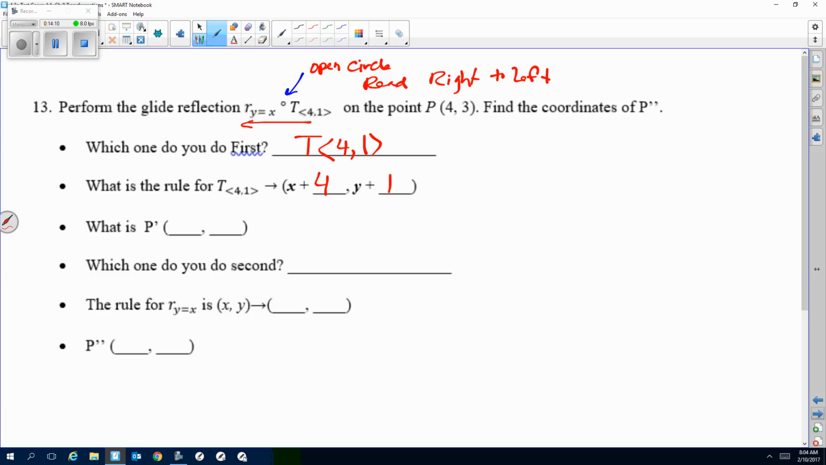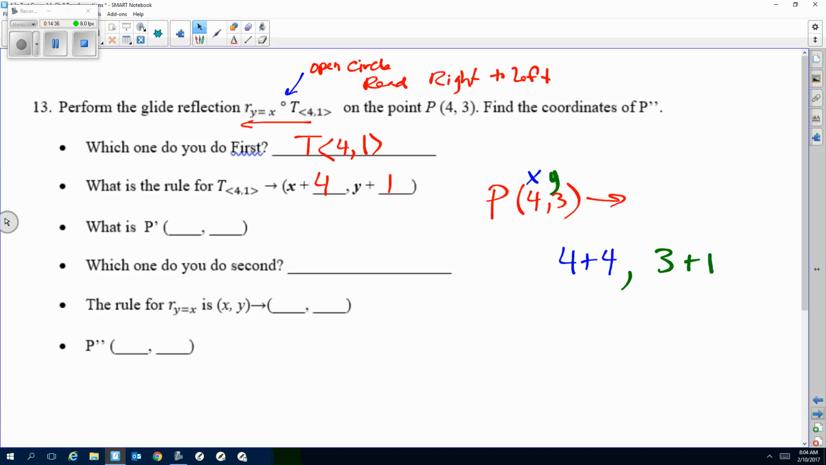So they want to know what happens to P. Well, if P is at 4, 3, and then I do x plus 4, y plus 1. Here is my x. These are the x's. This is the y. So whatever the x is, I'm now going to plus 4 to it. Whatever the y is, which is 3, I'm now going to plus 1 to that. So my image becomes 8, 4.